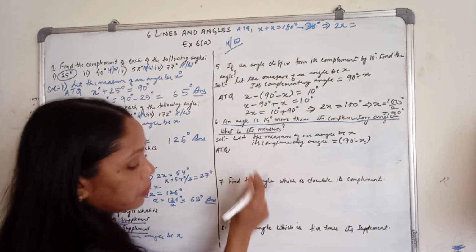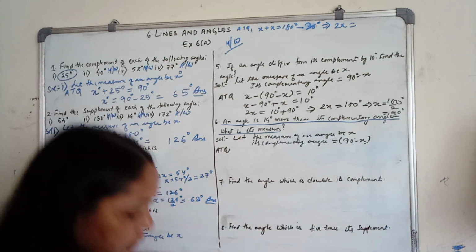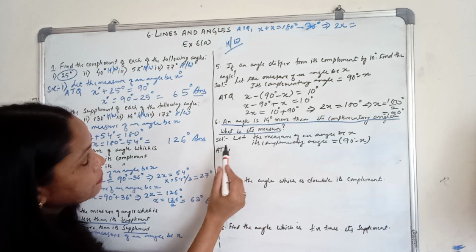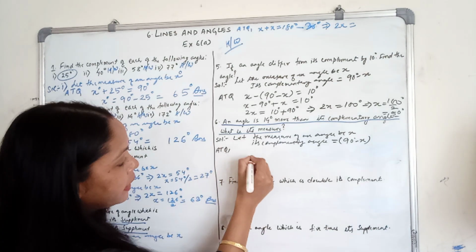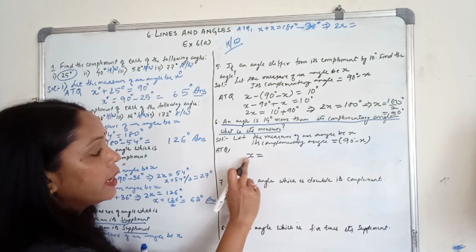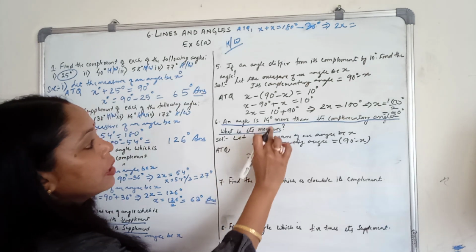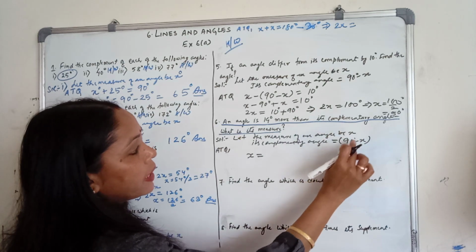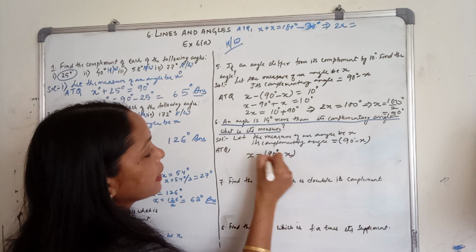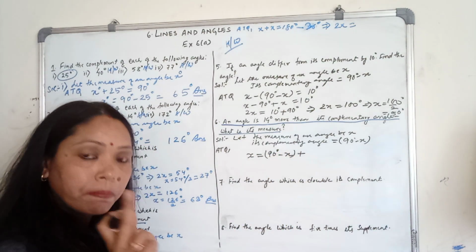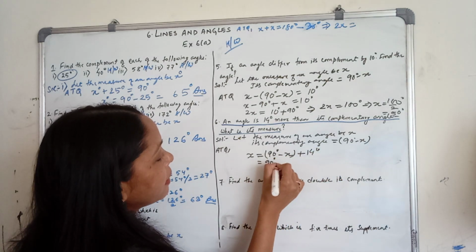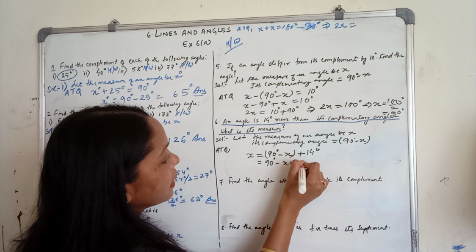An angle is 14 degrees more than its complementary angle. So according to the question, x is equal to, see, x is the angle we want to find. x is equal to 14 degrees more than its complementary. What is the complementary? 90 degrees minus x. Plus, more means plus 14 degrees. Solve it. 90 degrees minus x plus 14 degrees.